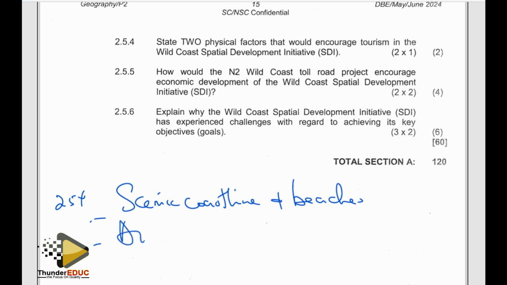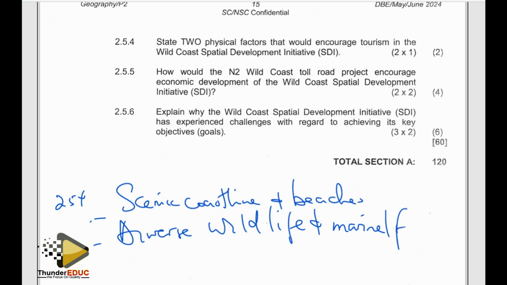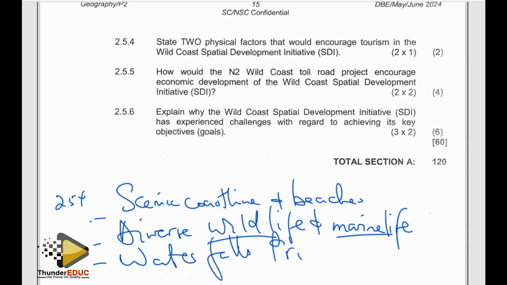Then also there's diverse wildlife and also marine life. It can also be a tourist attraction where people come to view wildlife, and also people who come to view the marine life, come to view the sharks. Right. We can also look at waterfalls. The area also has got some waterfalls and also some rivers. Such rivers can also aid towards attraction of tourists.